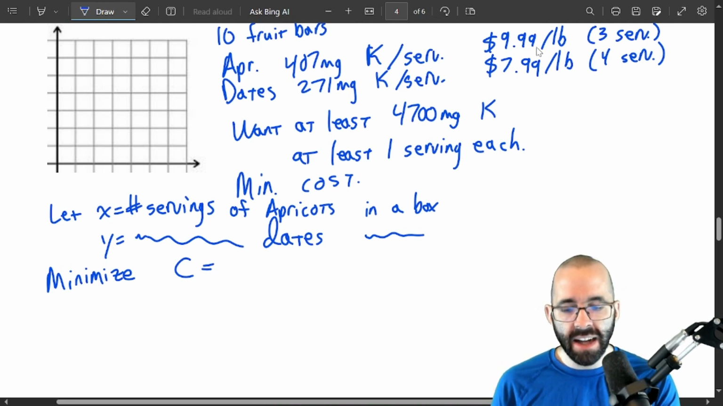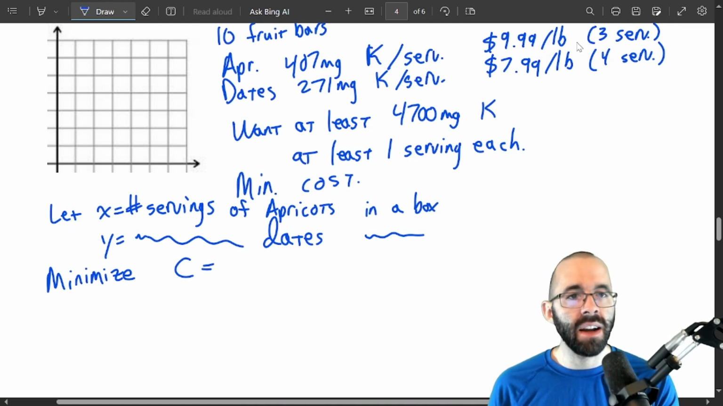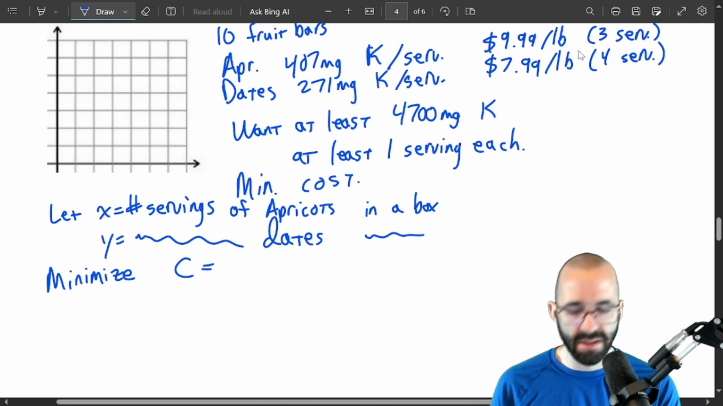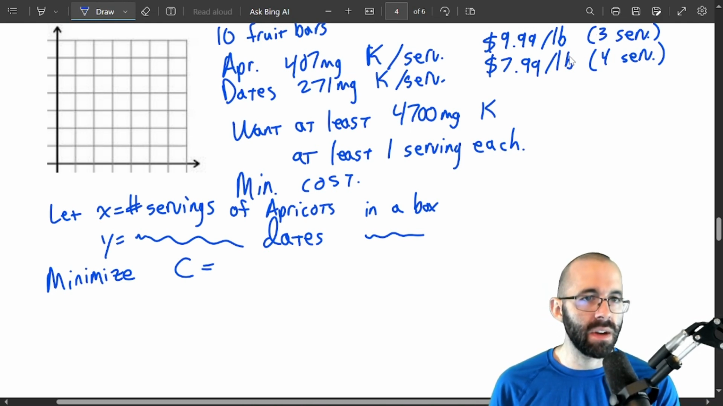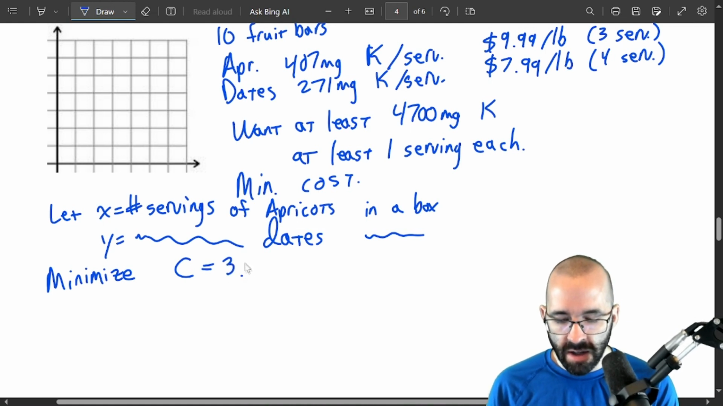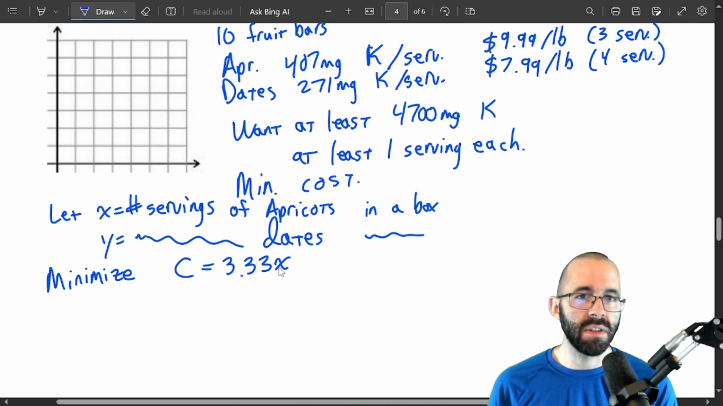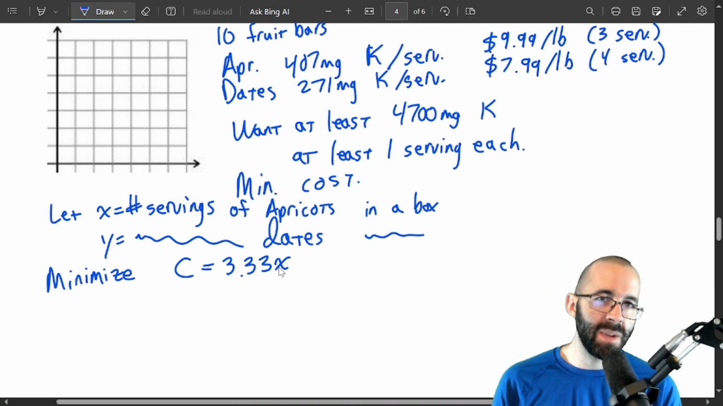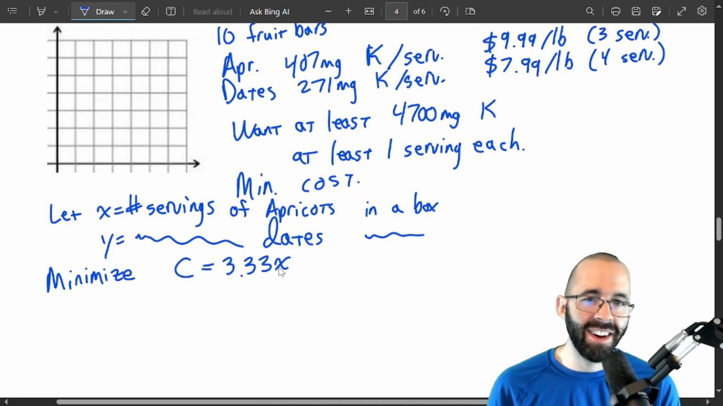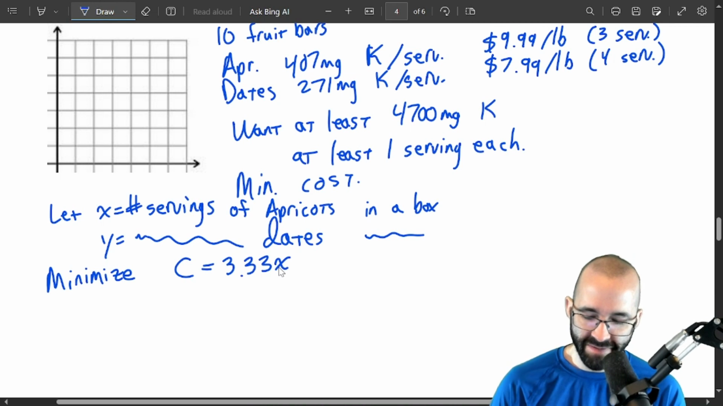Careful. It's not $9.99 times X. Right? It's $9.99 for every pound. It's $9.99 for 3 servings. So how many is it for 1 serving? X is 1 serving of apricots. It's going to be $3.33, right? $9.99 divided by 3 is how much it costs per serving. We're going to assume here that we can have partial pounds of purchasing. Otherwise, it gets more complicated.